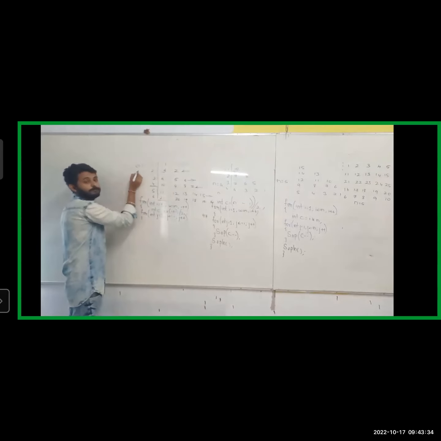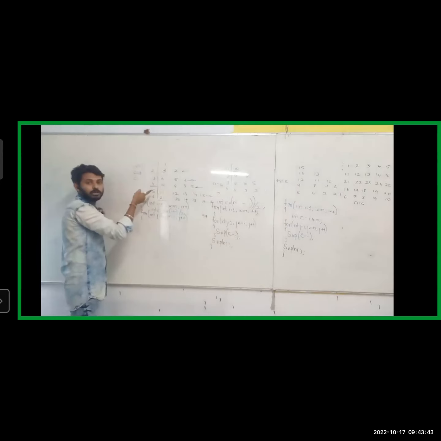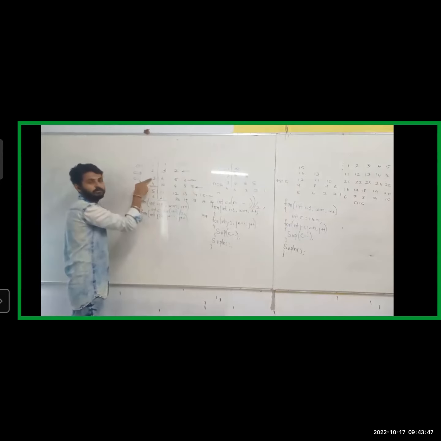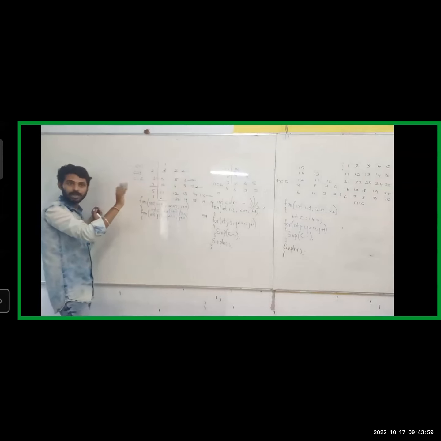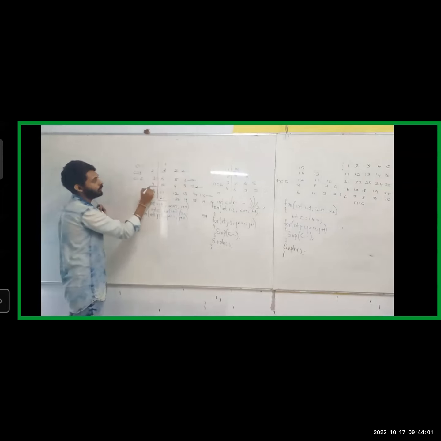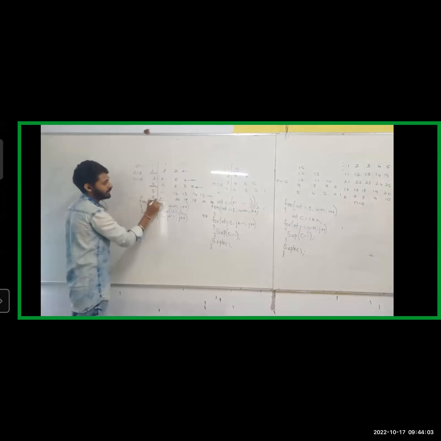What about here? 2 into 3, 6 by 2, 3. 3 into 4, 12 by 2, 6. 4 3s are 12 by 2, 6. Why I'm getting that, you don't think. I'll tell later. As of now, I'm speaking only about this one, and this one.